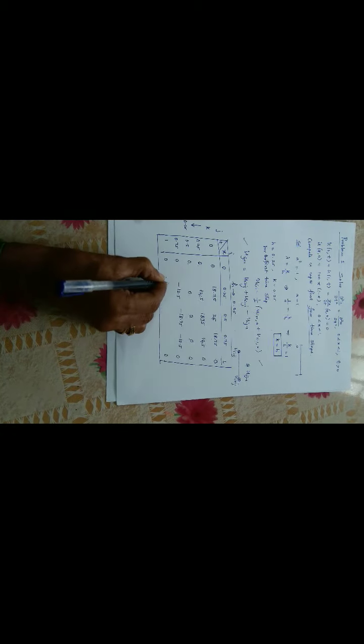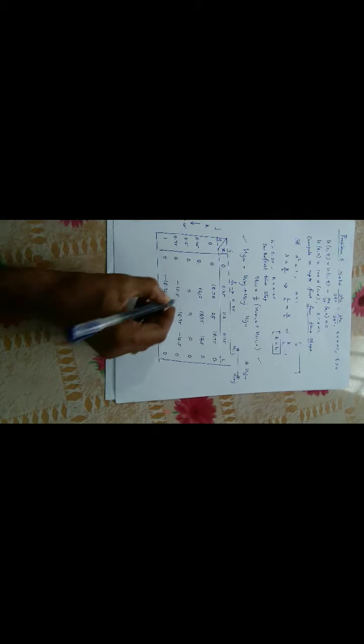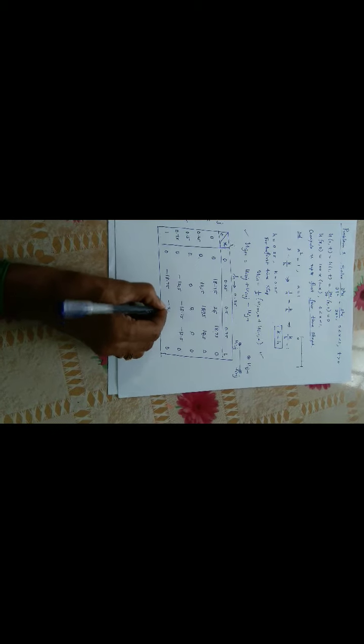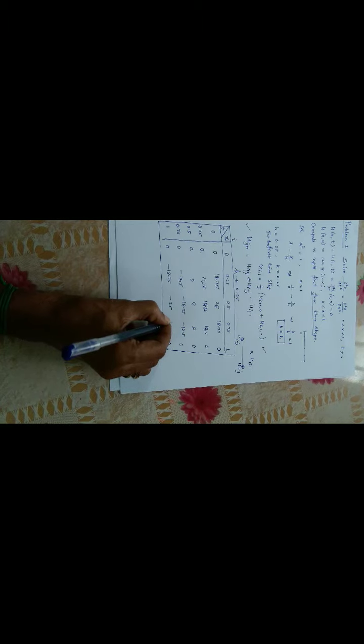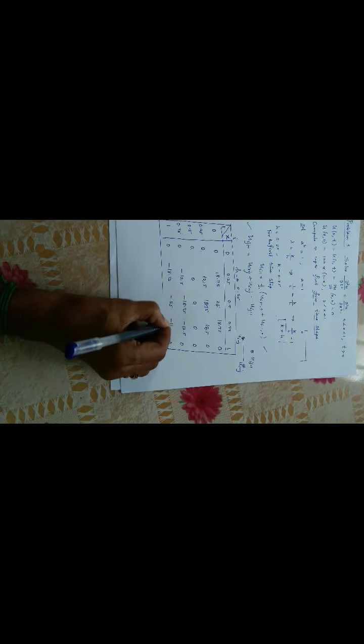Repeat this for the next time level. Sum of these two minus this, sum of these two minus this, sum of these two minus this. Stop at this stage. Why? Because that is what we want, 4 time steps.